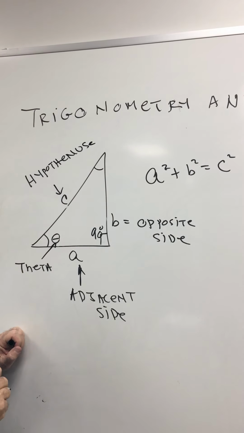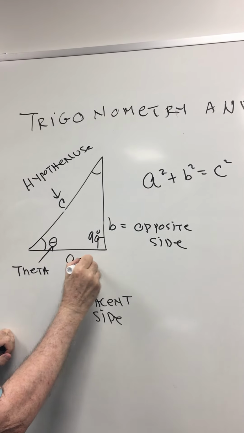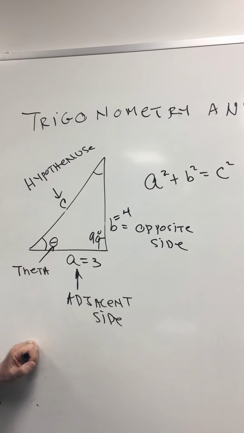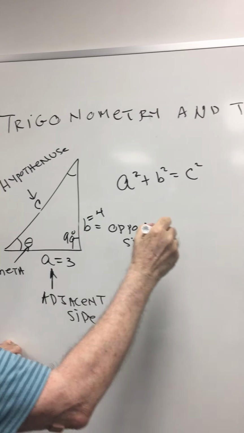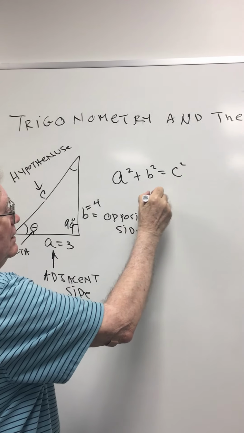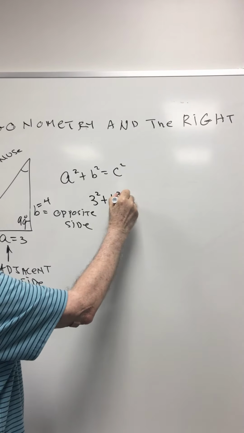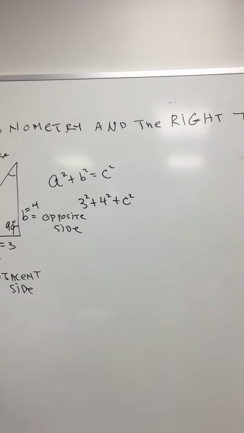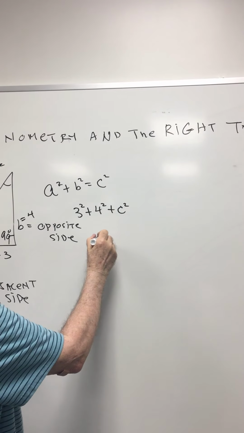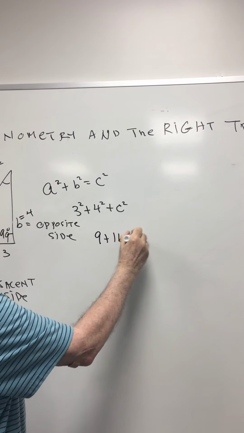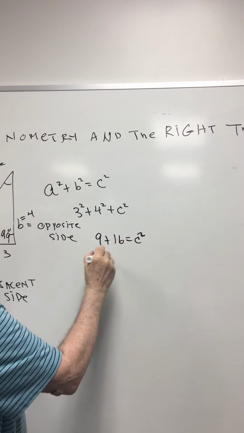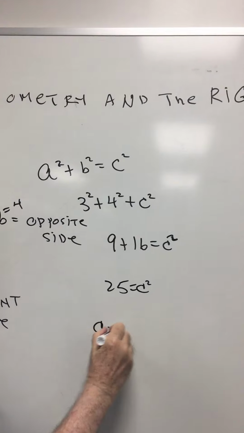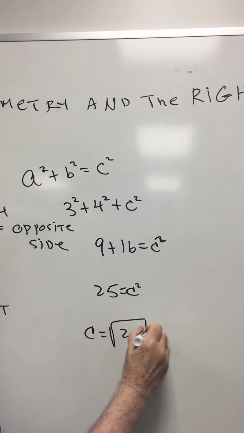So let's just take a very simple example. Suppose A is equal to 3, B is equal to 4, and we want to determine the value of C. Well, you have 3 squared, that's A, 4 squared, that's B, and C squared. 3 squared is 9, and 4 squared is 16. So 9 plus 16 is 25. And that means C is going to be the square root of 25, which comes out to be 5.